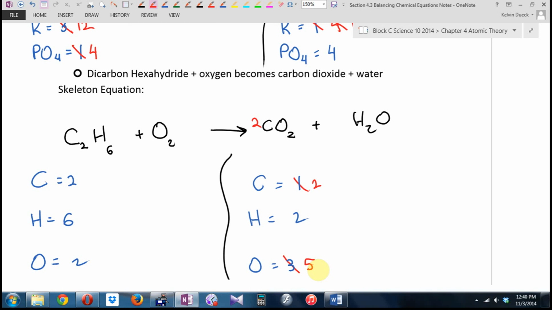Hydrogens, how many on the left? 6. How many on the right? 2. I'm going to hope the oxygens take care of themselves because that 2 and that 5 is going to be a bit yucky. If I have to, I'll deal with it. But for now, let's try multiplying the hydrogens by 3. That gives me 6 there. But that changes the oxygens. How many oxygens do I have now on the right-hand side?